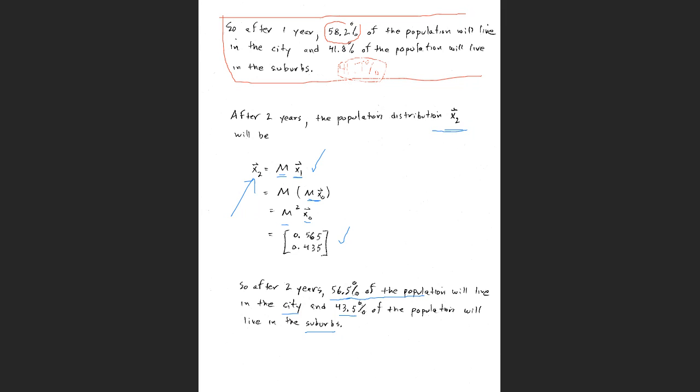So let's say, for instance, you were asked after 10 years, what's the population distribution of people in the city and the suburbs? How would you do that? Yeah, you would do M to the 10th power. That you can do in MATLAB, right? And multiply it by X sub 0.